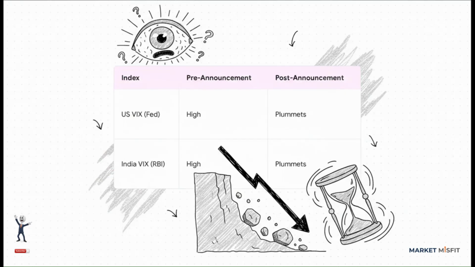And here is the proof, plain and simple. Just look at the VIX in the US and the India VIX. In the minutes right after a policy statement is released, they don't jump, they cliff dive. We're talking drops of 20% or more instantly. If you are holding a long option into that, you are fighting a literal landslide of collapsing volatility. You paid the maximum attention tax right before it was collected.